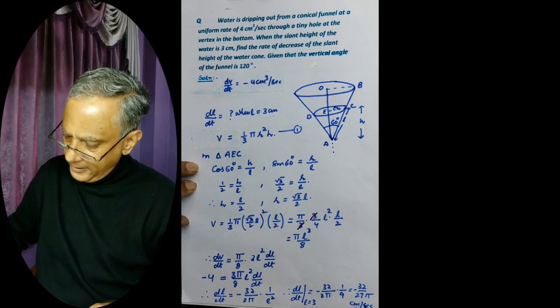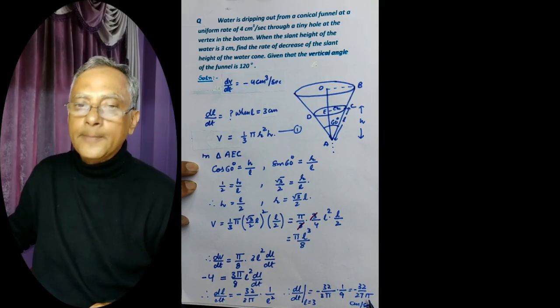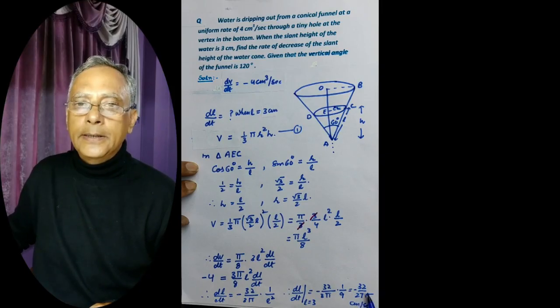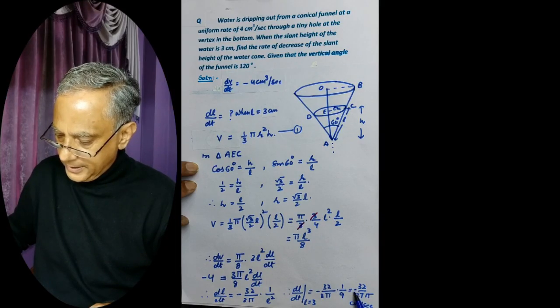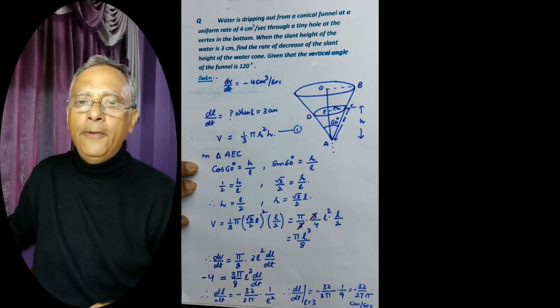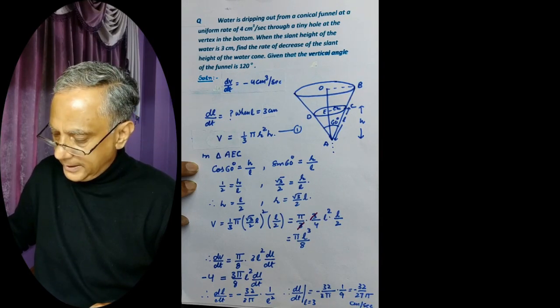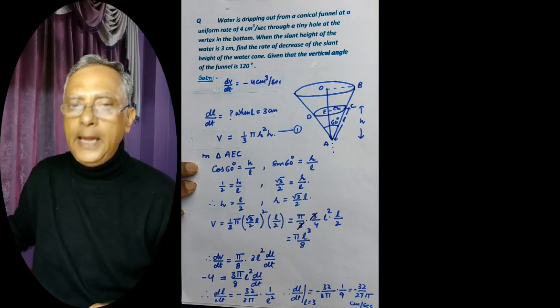Therefore the slant height of water in the cone is decreasing at the rate of 32 by 27 pi. The minus sign indicates that this quantity is decreasing, that is the slant height is decreasing, and this is the rate at which it is decreasing. If it is positive, then it would have increased. The minus sign indicates that the slant height is decreasing. So this is the answer.